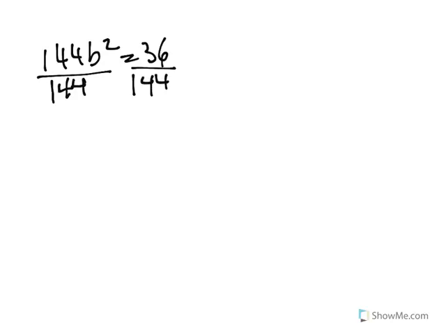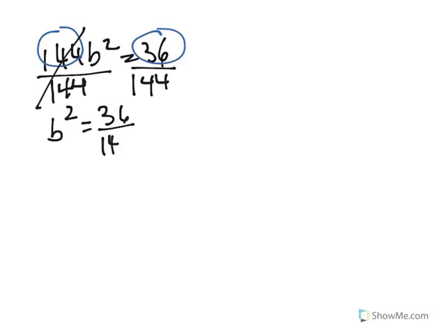Now, this type of problem is the only problem that we can solve this way. You can't solve regular quadratic equations like that because there's that b term, that third term. But since 36 and 144 are both perfect squares and there's no b term, you can solve it this way, okay? So we divide by 144. We get b squared equals 36 over 144.